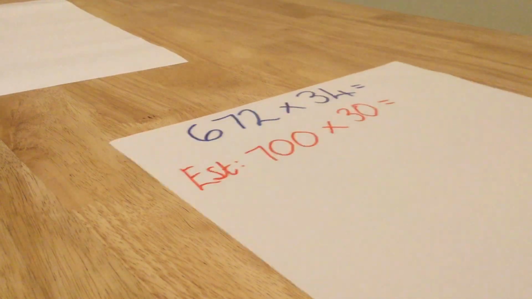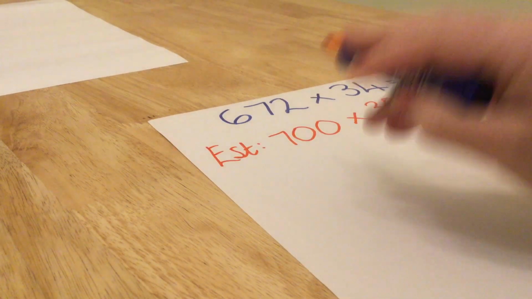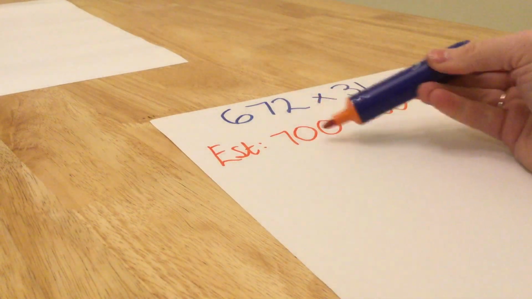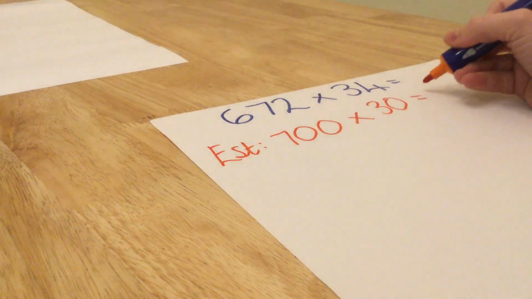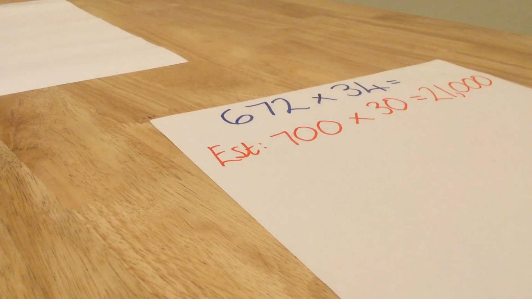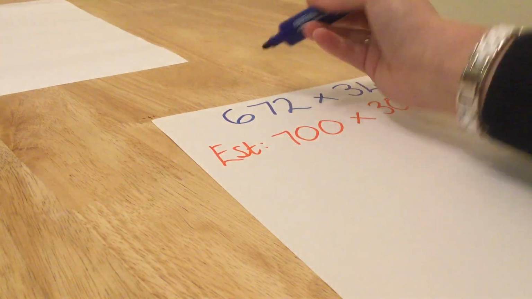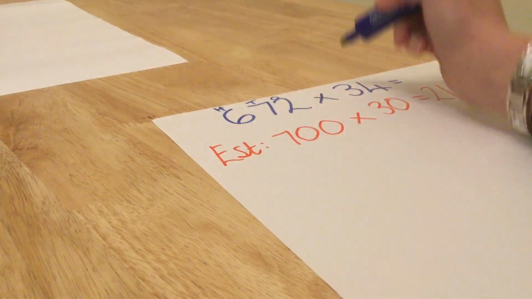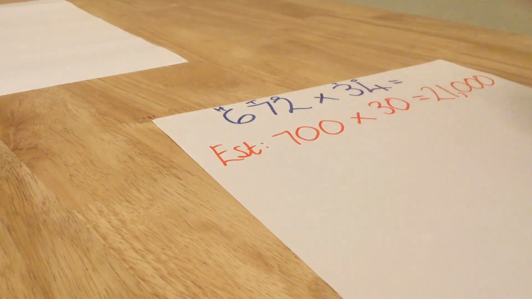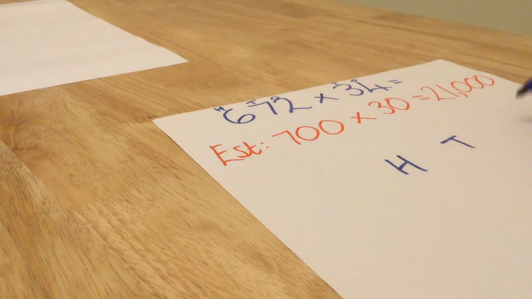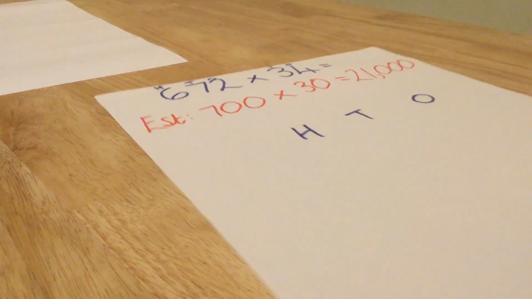I can use my understanding of place value. If I know that 7 times 3 is 21, then 700 times 30 is 21,000. Okay. Now I go back to my original numbers and I label the columns. I've got ones, tens and hundreds, and I've got ones and tens.